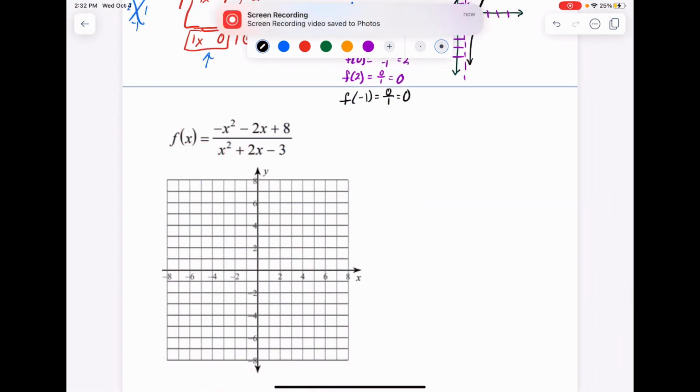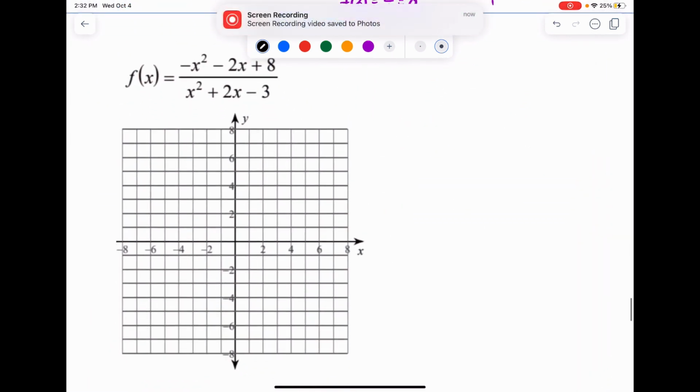All right, here's one last one. I'll show you the screen. What I want you to do is figure out the horizontal asymptote for this one, any vertical asymptote, slant, and any holes if there are any.